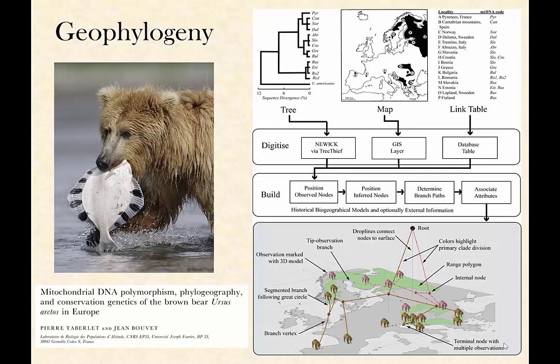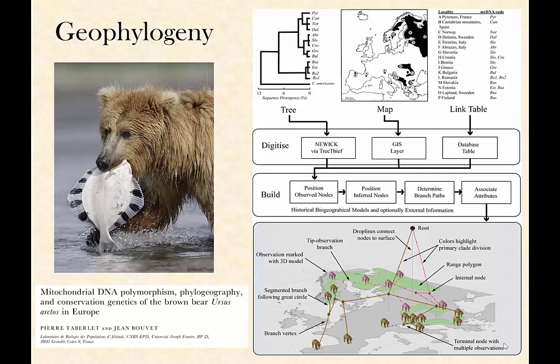We know where the bears were sampled, and we know which bears, which tips of the tree, so these are genetic variants basically, were observed at which locations. We digitized the tree, we digitized the map, the point locations. We've got this link table, which is basically a one tip to n relationship between the tips of the tree and the geographical locations. And then we build a space-time tree. We basically build the tree on space. We know where the observed nodes are. We know where we saw the bears and they were measured.